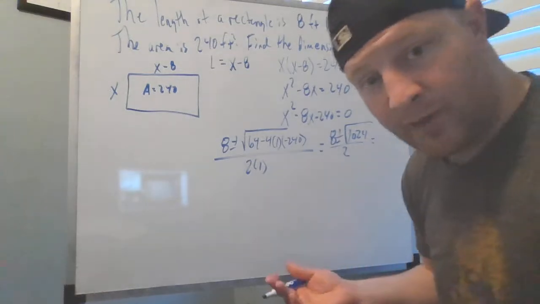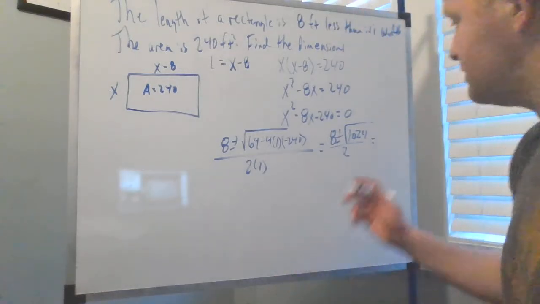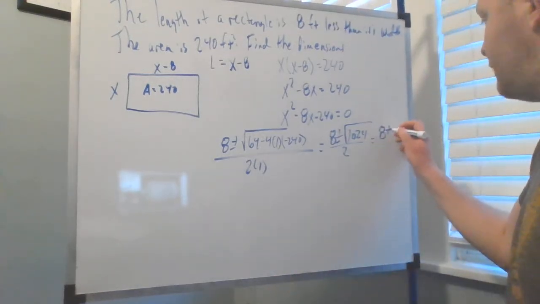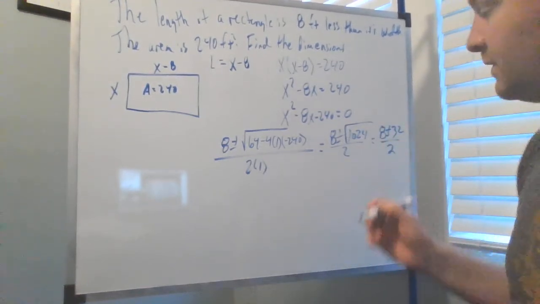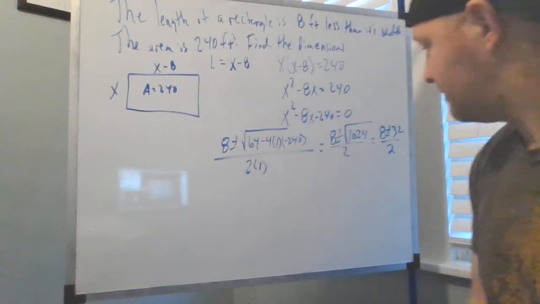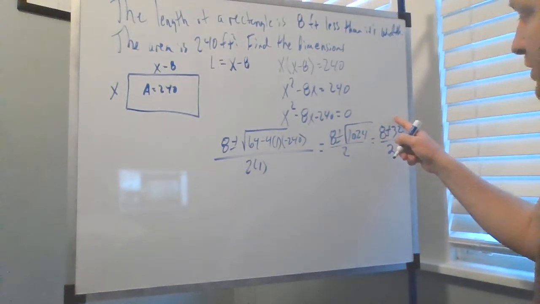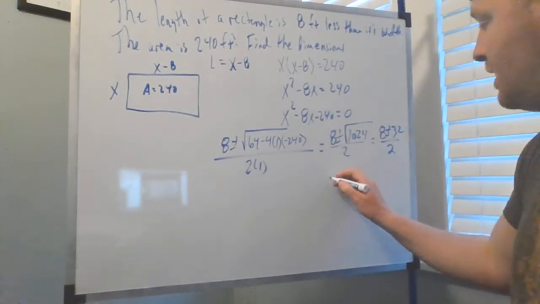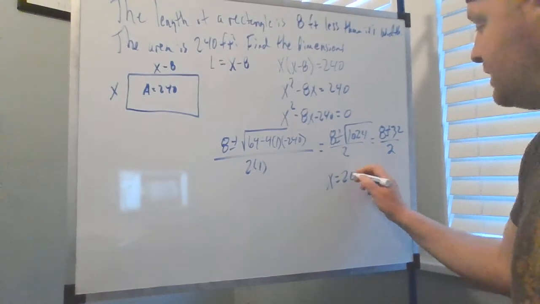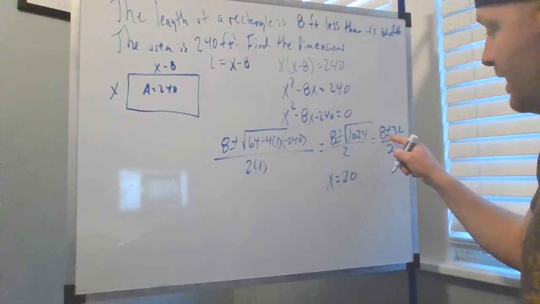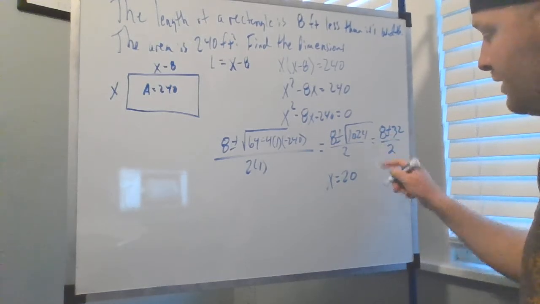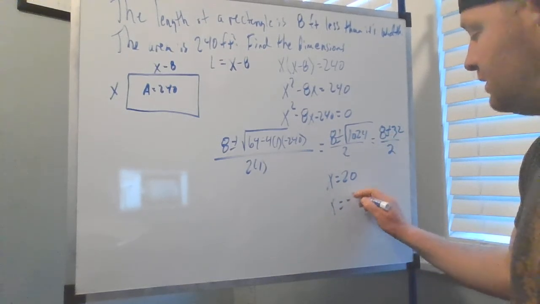Square root of 1,024 is 32. I just happen to know that. I don't know why. It's really strange. I got 8 plus or minus 32 all over 2. Now, do both math, all right? 8 plus 32 is 40, divided by 2 is x could equal 20. I'm sorry, yeah, 40 divided by 2 is 20. And 8 minus 32 is negative 24, divided by 2 is negative 12.